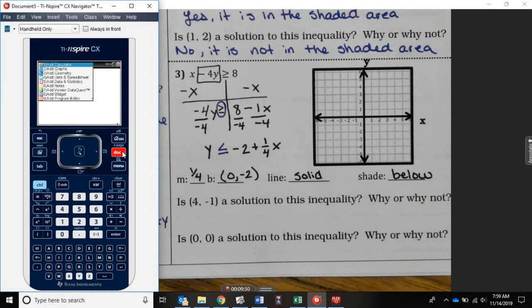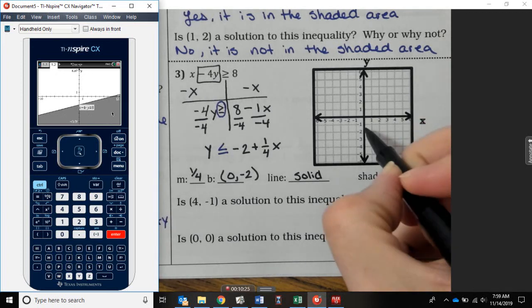So I'm going to add a new graph page. And we delete the equal sign. And I'm going to type in the original problem. I'm going to type in x minus 4y, Control equal to get my inequality symbol, greater than or equal to because that's what the original problem said, and then 8. And here we can see if we hover over the line, we have a solid line and it's shaded below, which is exactly what we said. The y-intercept is 0, -2, so it looks like we did it correctly.